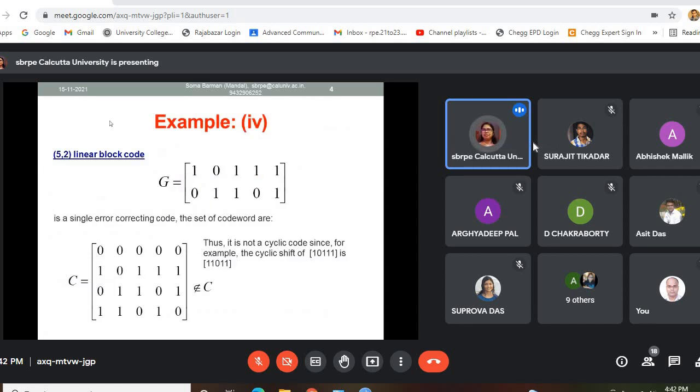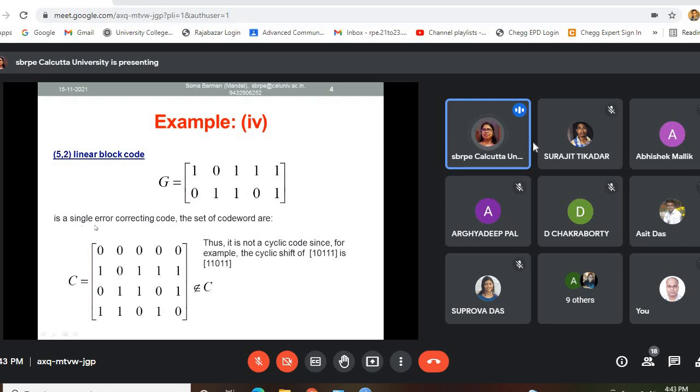Now a 5-2 linear block code, if I consider a 5-2 linear block code, the generator matrix is of this form. So in this case, how many information bits? K is 2, n is 5. So n minus k, parity will be 3. Clear? Now suppose the information is 1101 and these are the parity. Suppose this is your generator matrix is given. Okay.